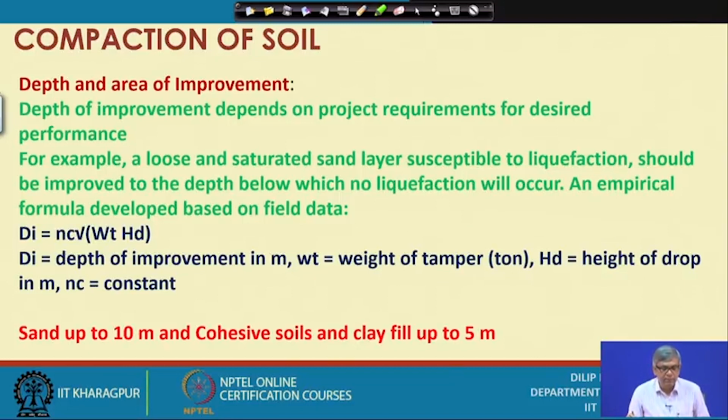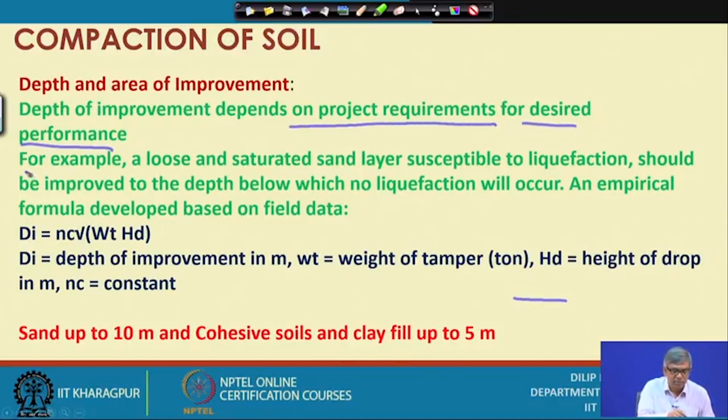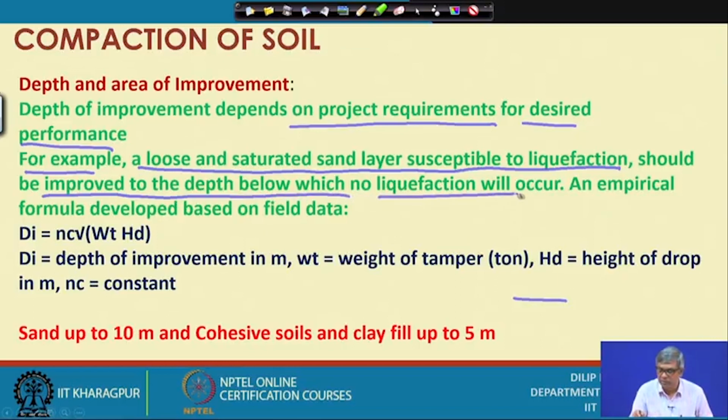Now, depth and area of improvement. You can see how much depth is to be improved. I have mentioned that it is related to energy, and energy is again related to weight of drop and height of drop. So, the depth of improvement depends on project requirements for desired performance. For example, a loose and saturated sand layer susceptible to liquefaction should be improved to the depth below which no liquefaction will occur. That means up to what depth you have to improve, we will get based on geotechnical investigation.